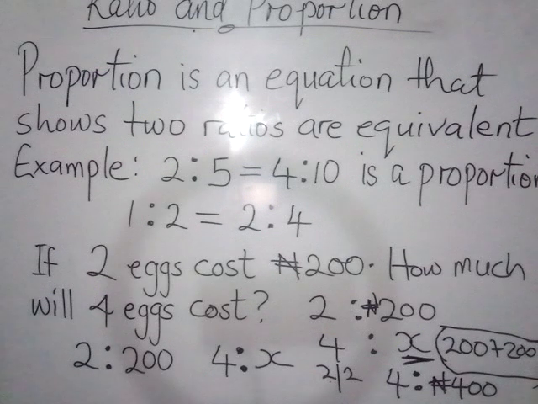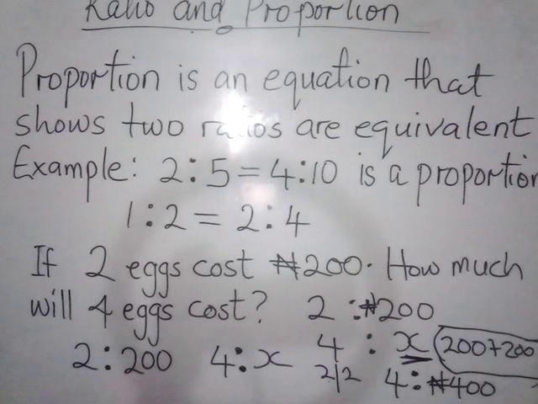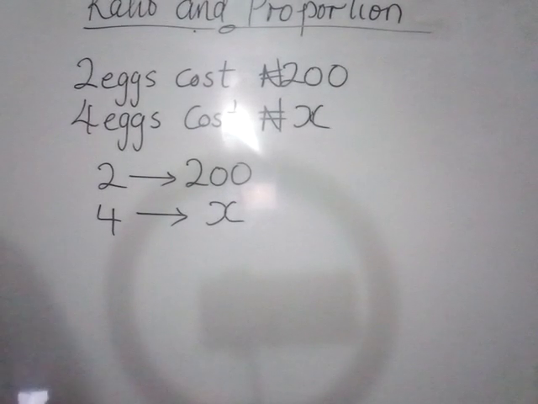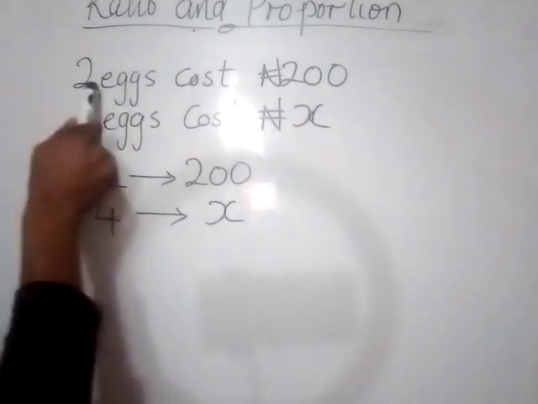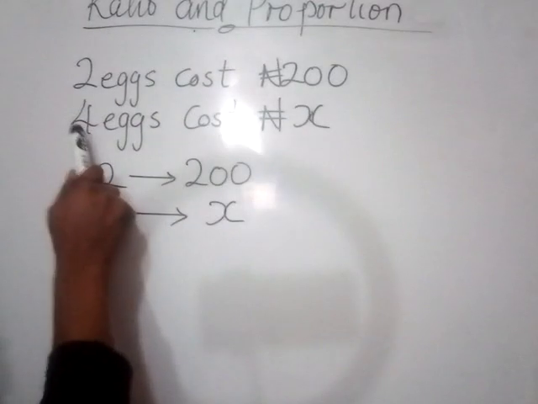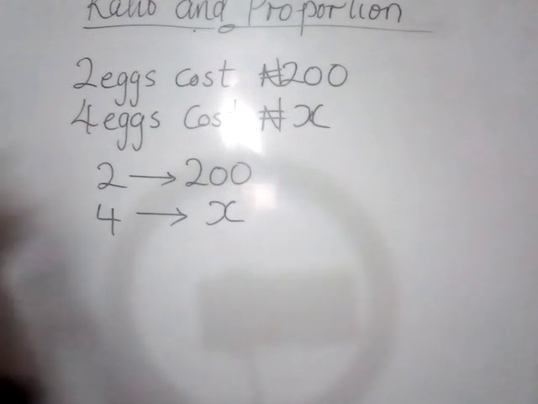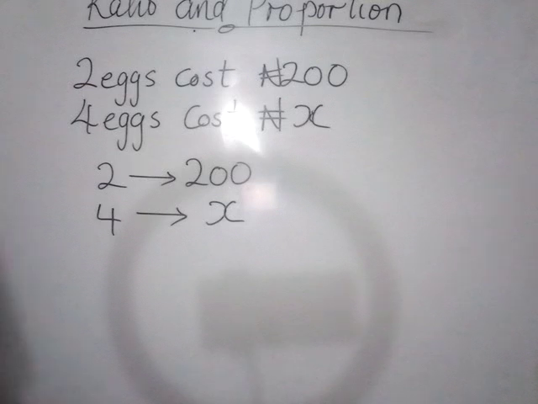So you see why we needed to go through our ratio first of all before coming to proportion, and especially the equivalent ratio. I'll show you another way we can also get this solved. Now the other way you can solve this proportion problem is, remember we said 2x cost 200 naira, then what will be the cost of 4 eggs?